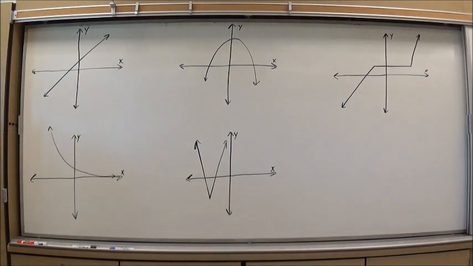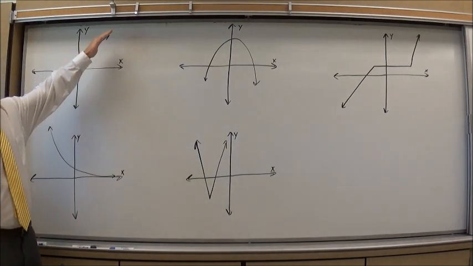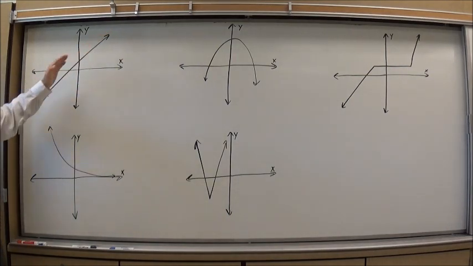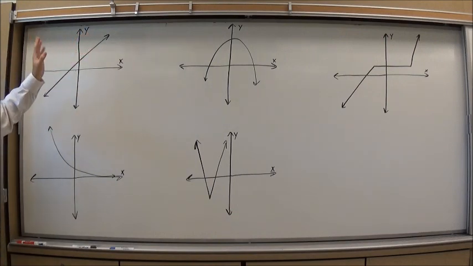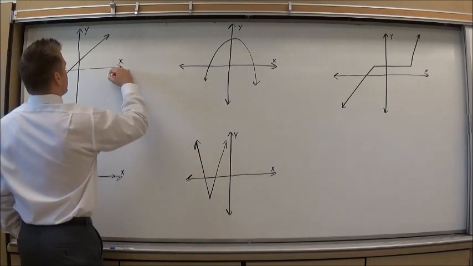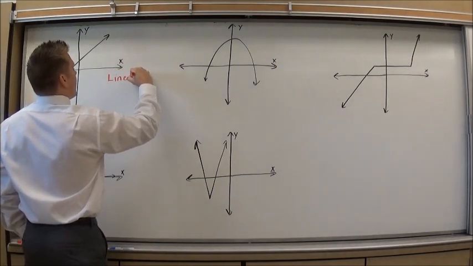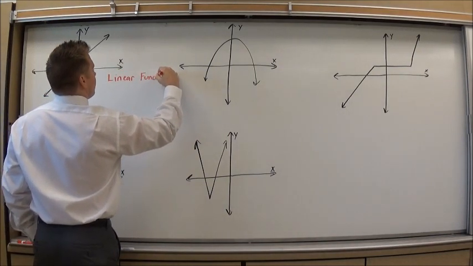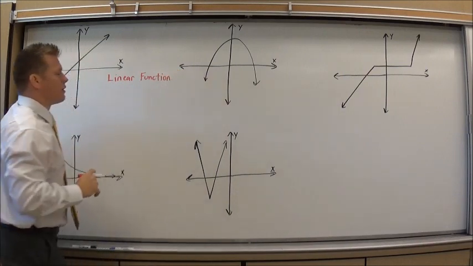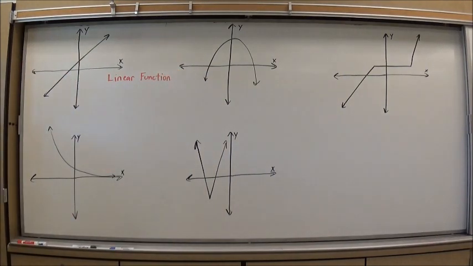So some of these we may know already, some of this might be new to you, but we know this is an increasing graph. It's a straight line, it's continuous. Any straight line that you have like this that doesn't change in any way, we call linear functions. And at this point now, I want to have you start learning the function family names for these. Okay? That is a linear function.